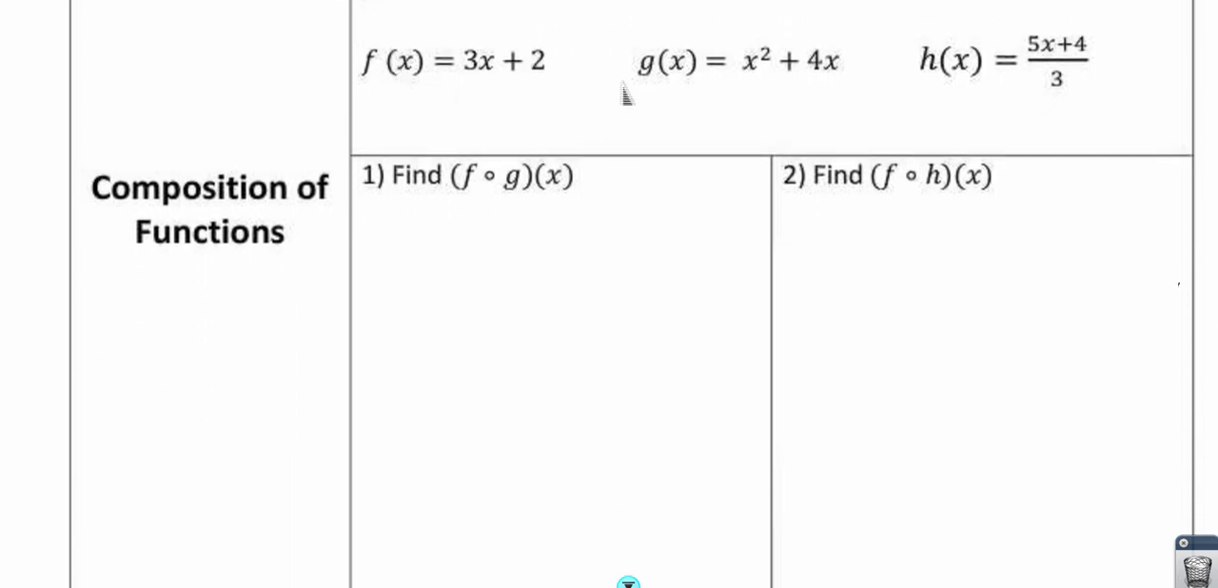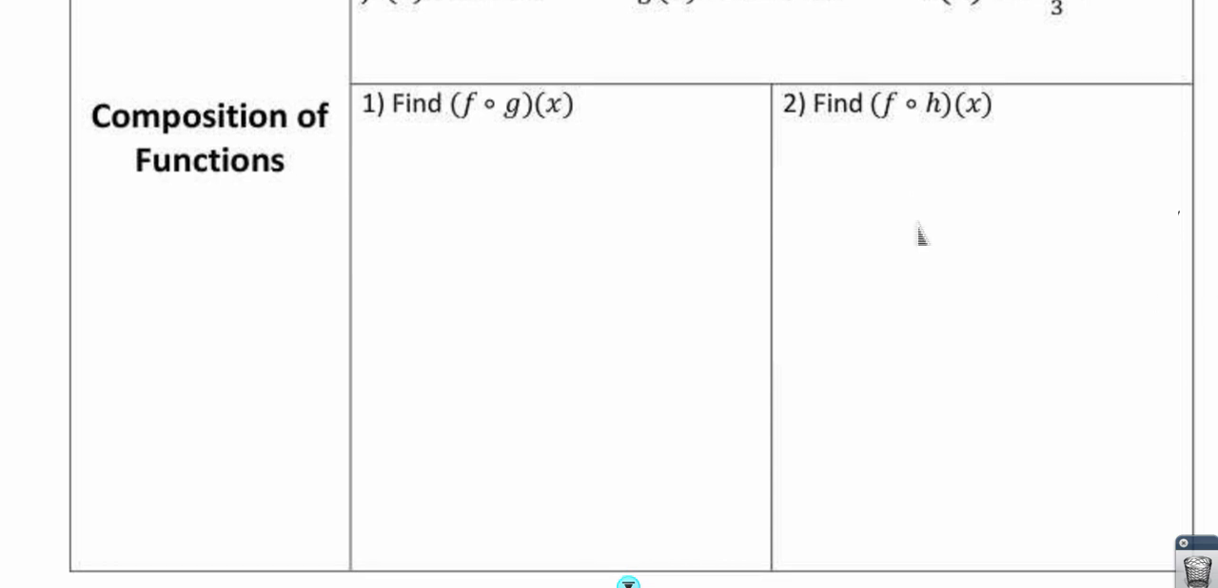So let's take a look at a couple examples, and this should make some more sense. We've got these three functions. f of x is 3x plus 2, g of x is x squared plus 4x, and h of x is 5x plus 4 over 3. And we're going to find the composition of these functions. So we're going to find f of g of x.